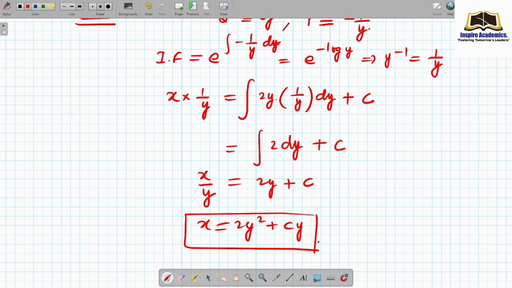Is this explanation enough? Yes or no? Tell me. Have you understood the application part?